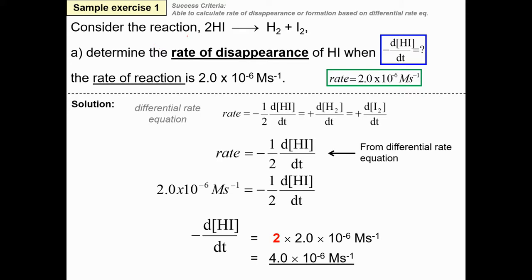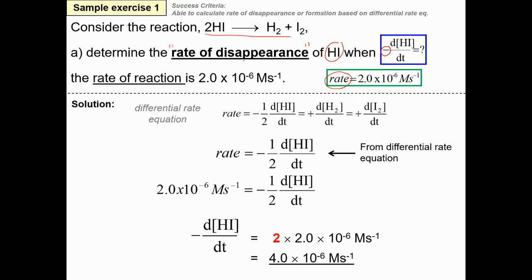Okay, so the equation is given, and we are asked to determine the rate of disappearance of hydrogen iodide when the rate of reaction is given. When we look at the terms, rate of disappearance, first of all, I will write down negative d[HI]/dt, the concentration over time. Rate of reaction means I just need to write the word rate. So these are the information given.